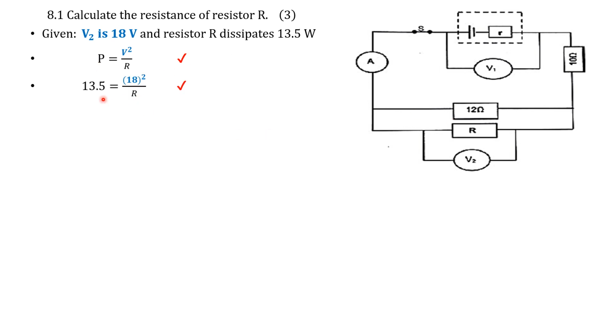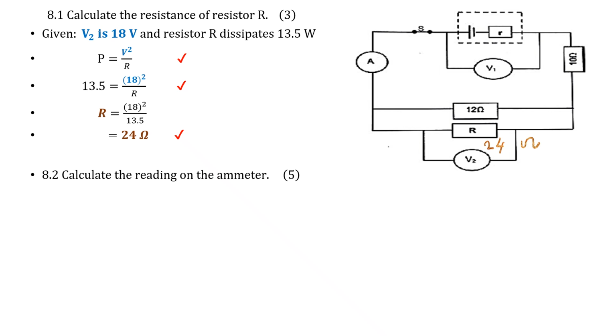Right, so you correctly put it in the right place, you get a second mark, and from there to solve, if I cross multiply, R goes there, this becomes 18 squared divided by 13,5. Right, and then that gives me an answer of 24 ohms. Right, so 3 marks, so R is 24 ohms, that is 12, and there's 10. That's the 3 resistors we have.